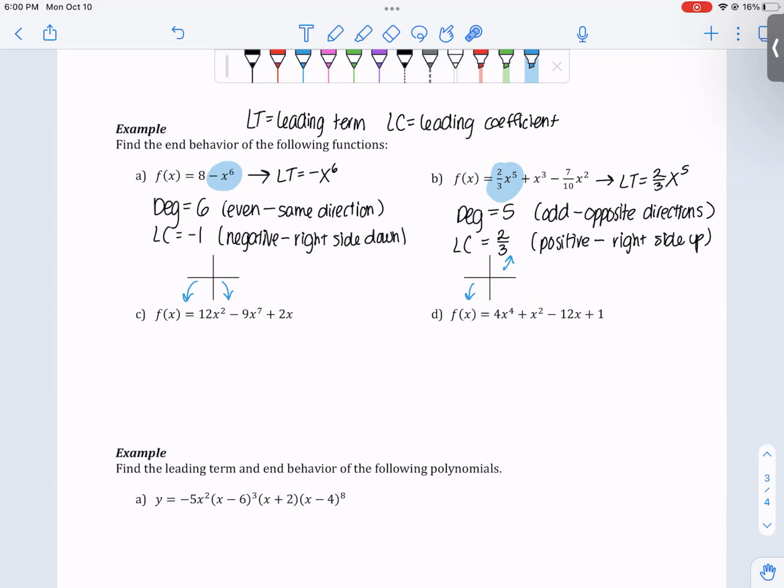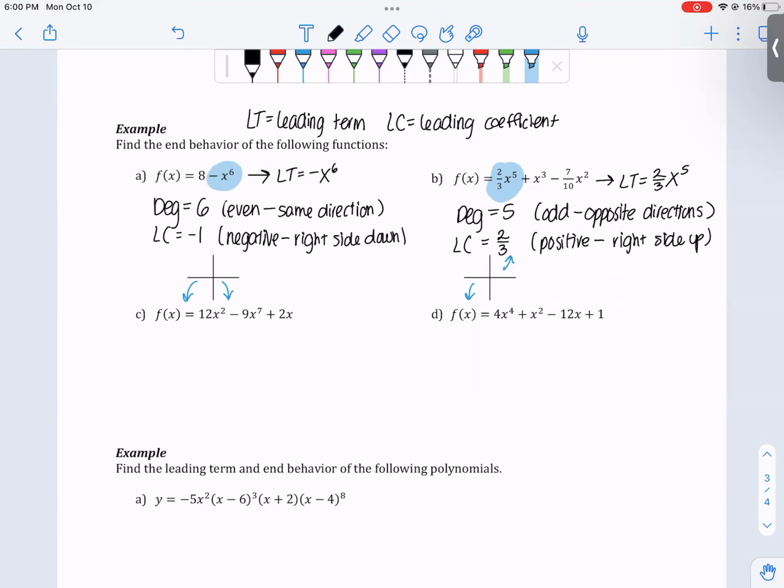Now is a great time to pause, by the way, for C and D if you want to practice those on your own. Let me give you a second before I move forward. Okay. So you had a chance to pause it.